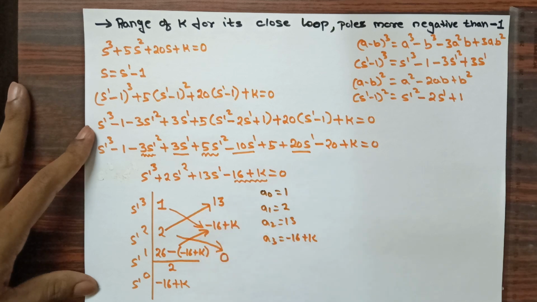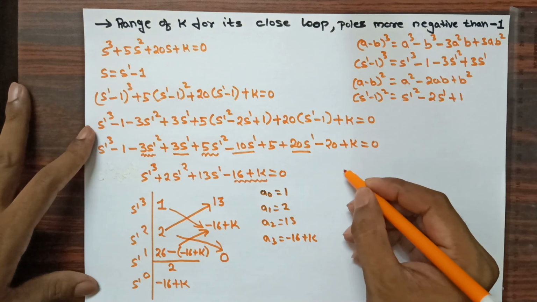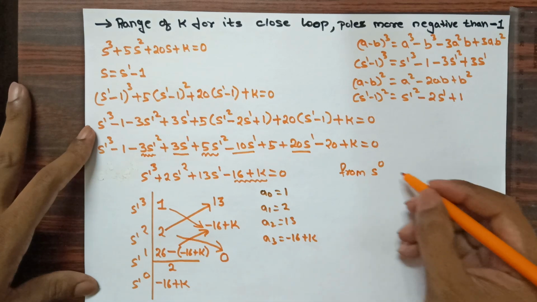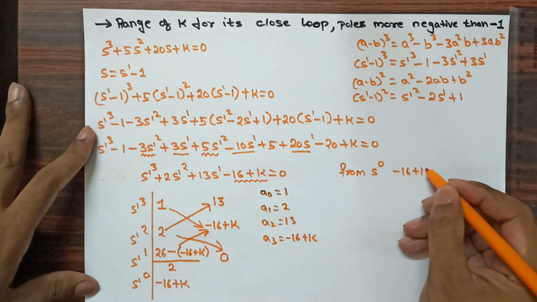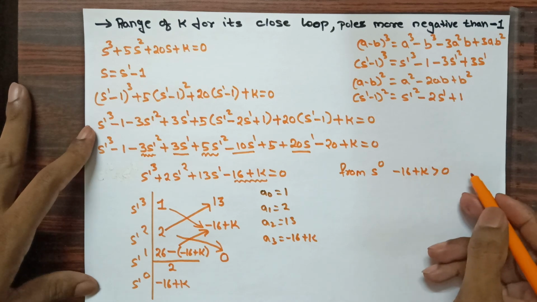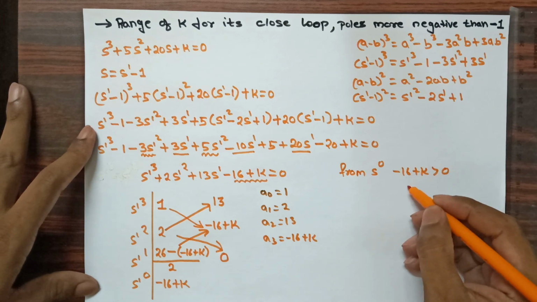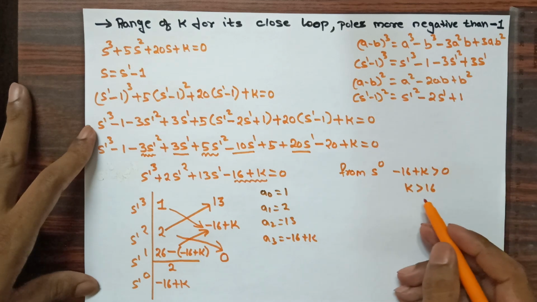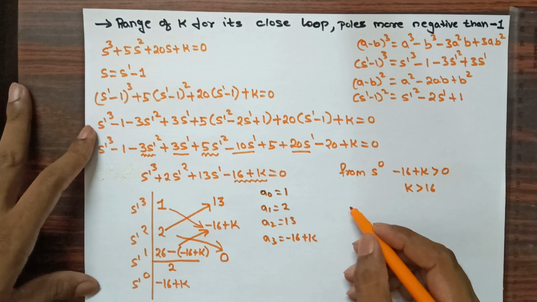Now this is the array we got for poles more negative than minus 1. Now we are going to find the range of k. For that, from s to the power 0 we know that minus 16 plus k is greater than 0. From this, I will take the minus 16 to the right hand side. By that I will get k greater than 16. So from s to the power 0 I got k greater than 16.